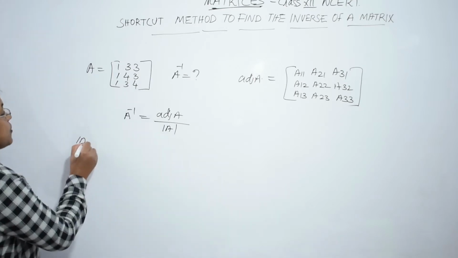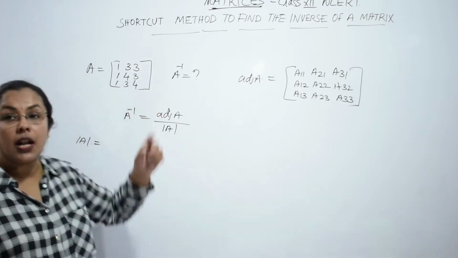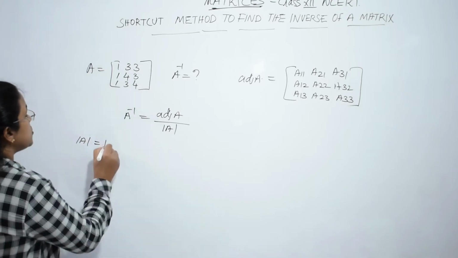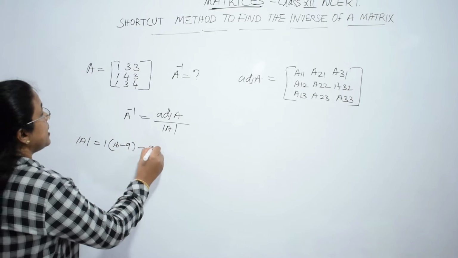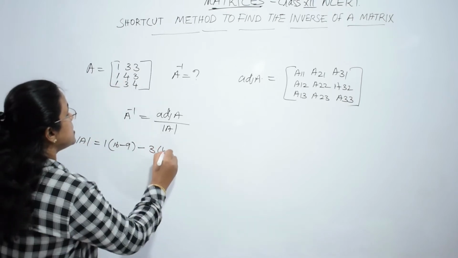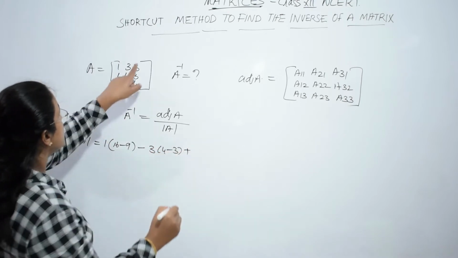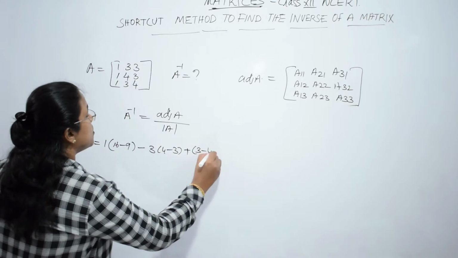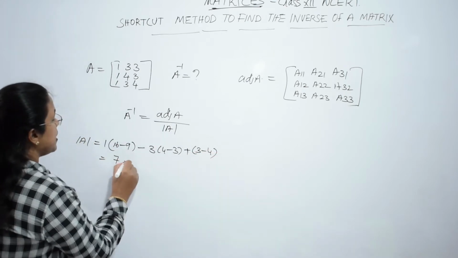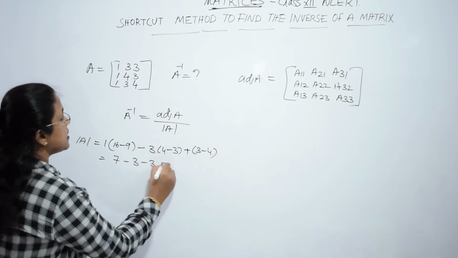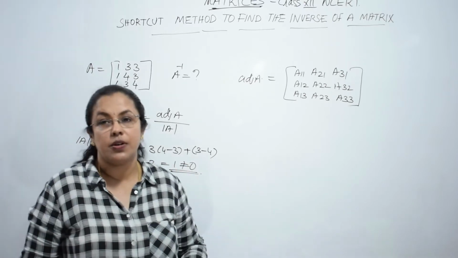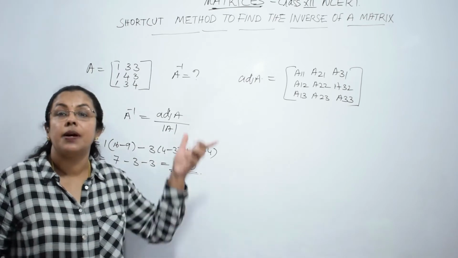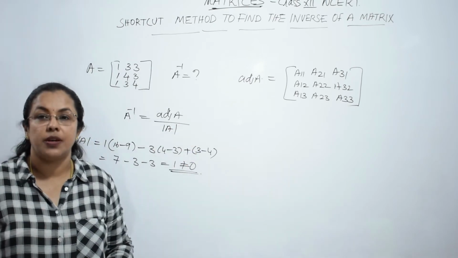So determinant of A, expanding along R1: 1 into (4 4s are 16 minus 9) minus 3 into (4 minus 3) plus 3 into (3 minus 4). Altogether 7 minus 3 is equal to 1, which is not equal to 0, therefore inverse exists. Next step, calculate the adjoint of A.